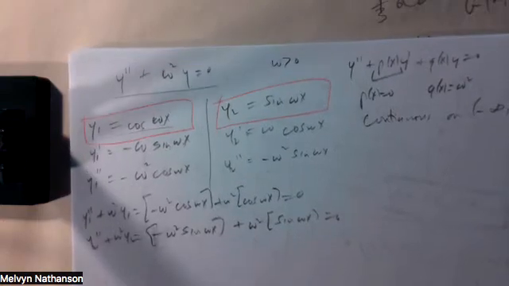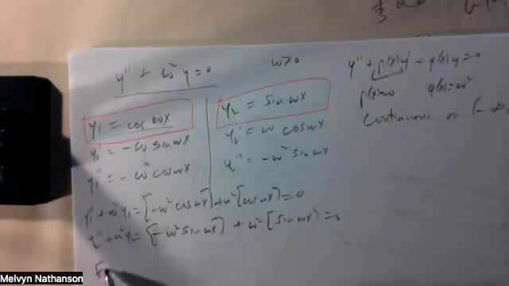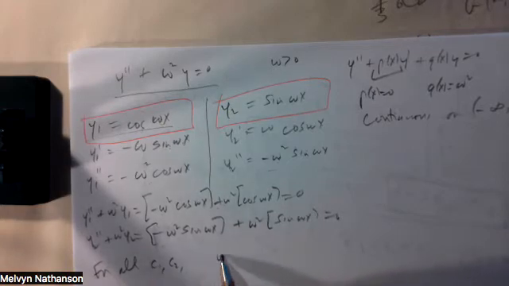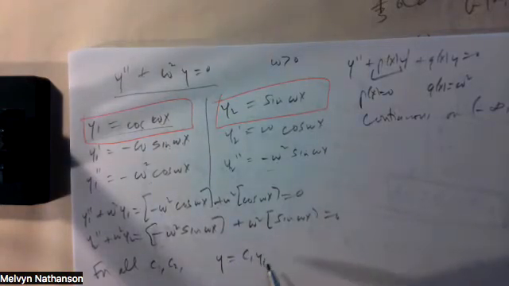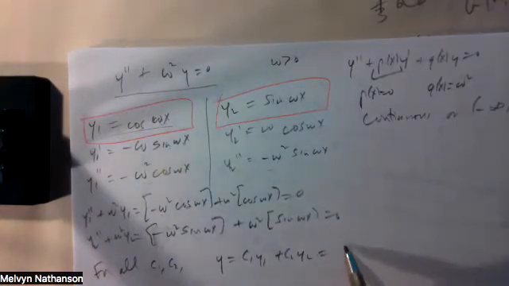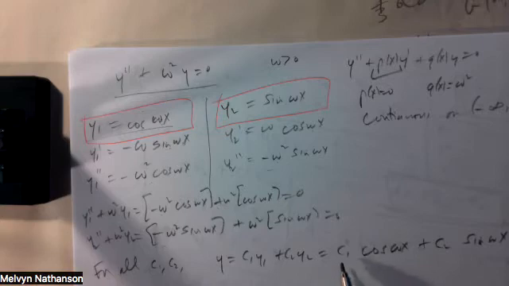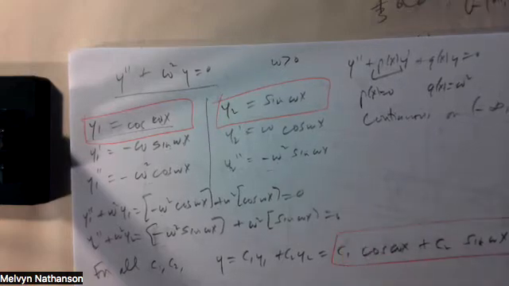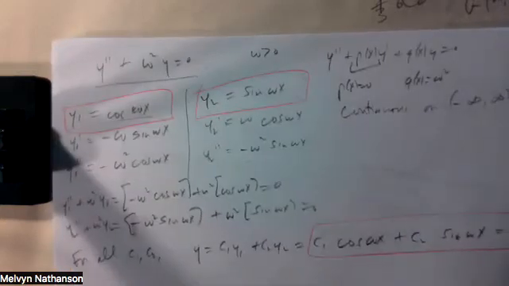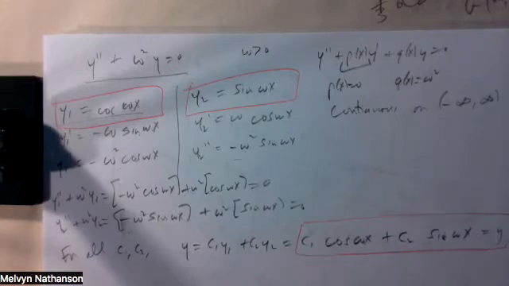And just as in the previous case, you can check for all scalars, all constants C1 and C2, the linear combination y equals C1 y1 plus C2 y2. That's C1 times the cosine of omega x plus C2 times the sine of omega x. No matter what number C1 and C2 we pick, this function will also solve the differential equation. Okay. Any questions about this so far?